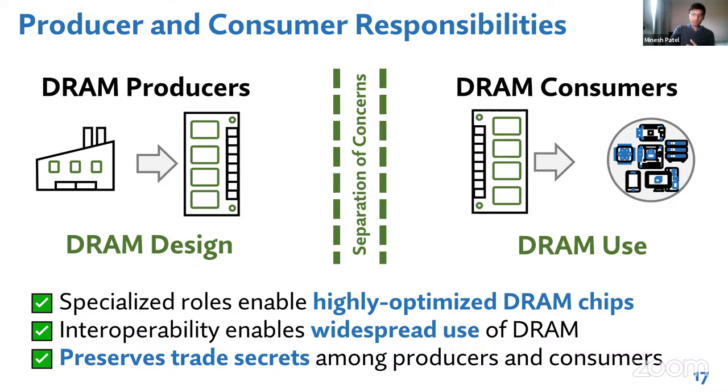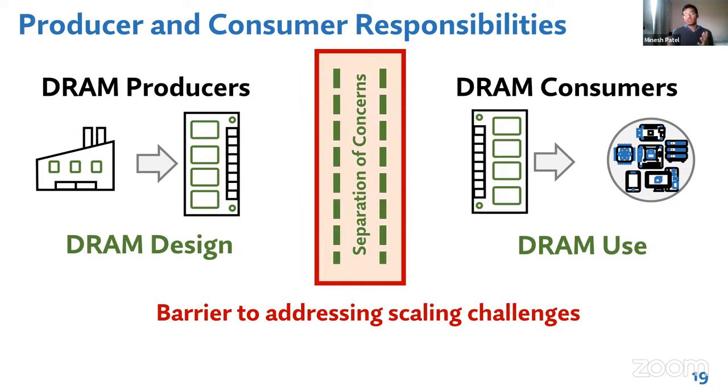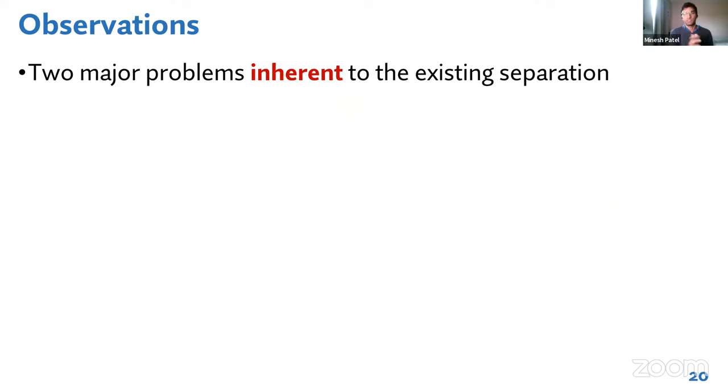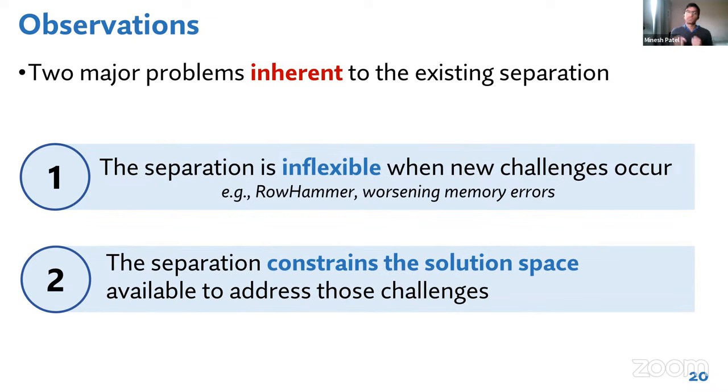The downside of the separation is that it leaves us with a relatively limited solution space to address DRAM scaling challenges. This is essentially because the separation of concerns itself is a barrier to addressing these challenges, given that these groups cannot exchange information and are fixed in their design roles. Two major problems inherent to the existing separation of concerns are, first, that the separation is inflexible when faced with new challenges that arise. Two examples of this are RowHammer, and the overall worsening memory error rates. And the second is that the separation of concerns itself constrains the solution space available to producers and consumers to address those challenges. I will explain each of these in further detail.